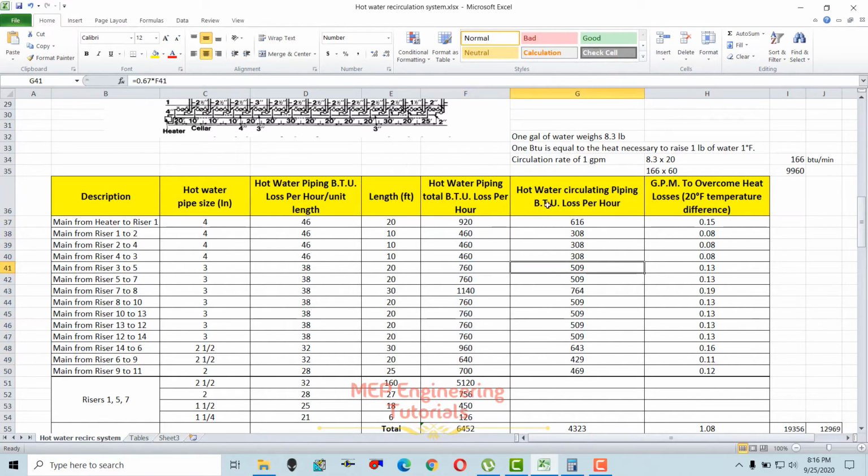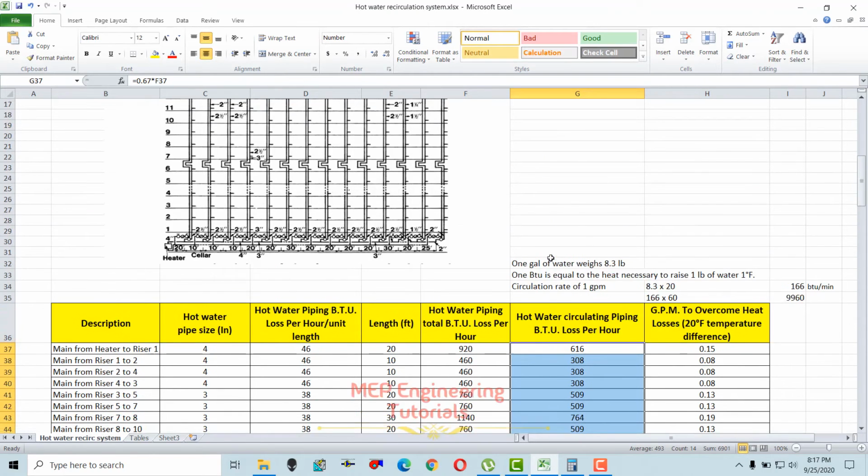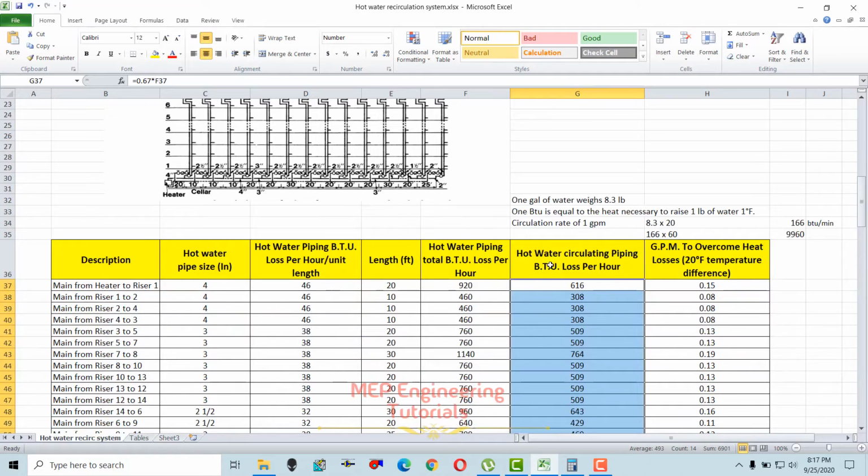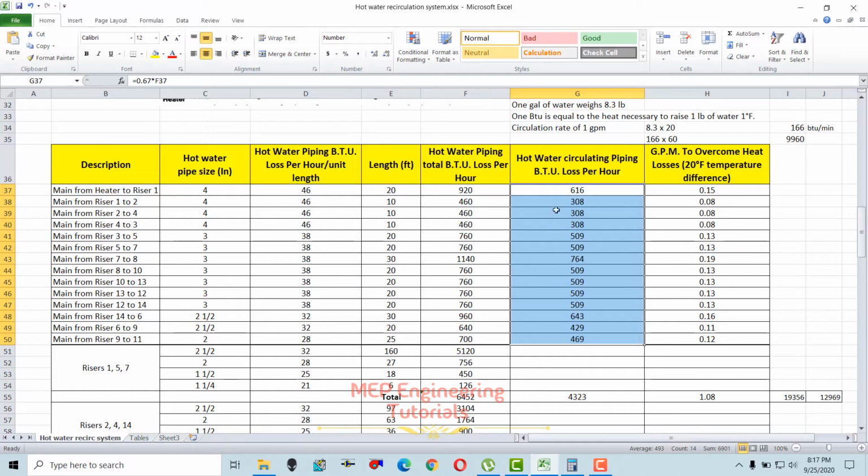The next thing here is the hot water recirculation. This is the main thing we are focusing on, because this is the hot water recirculation system design. So here, the hot water recirculation piping BTUs loss per hour, you have to calculate in here. How will you get this one? Since we don't know the recirculation pipe size, this is our case, where we want to calculate the sizes for the hot water recirculation system.